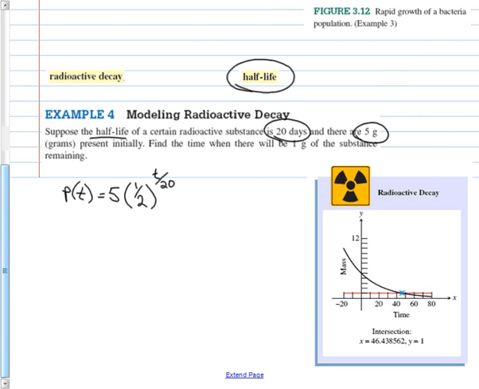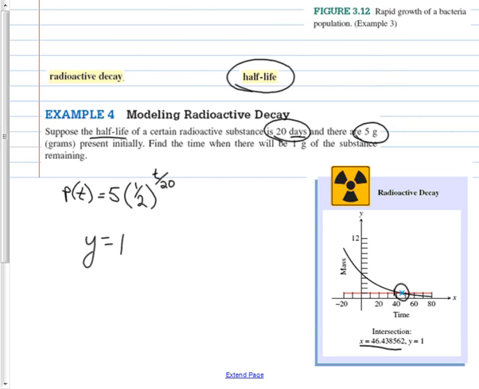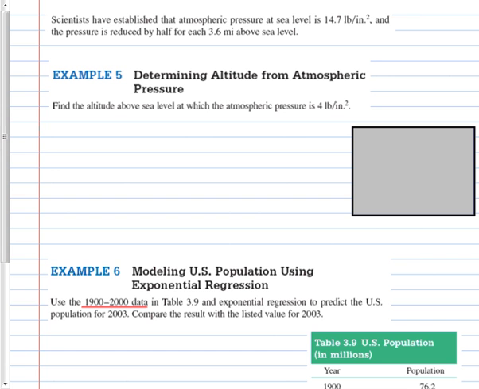And find the time when there will be 1 gram of the substance remaining. So we just want to know when does this thing equal 1. So once again, we can graph the first one, we can graph the second one, and somewhere it will intersect, and it happens to be after 46.4 days. It's in days. After 46.4 days. It'll be in the same unit that they have it in. This is an easy section today.